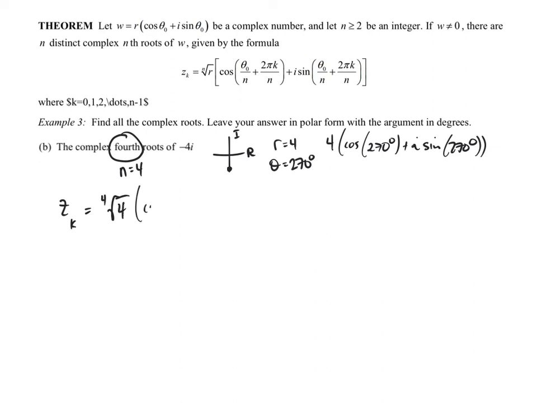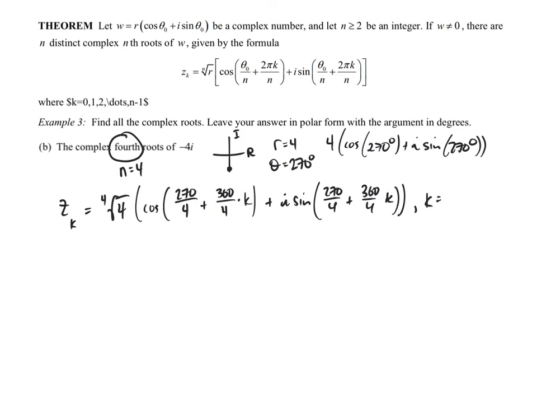and then cosine of theta 0 divided by n. So that's going to be 270 divided by n, which is 4, plus 360 divided by 4 multiplied by k, plus i times the sine of the same thing, 270 divided by 4 plus 360 divided by 4 times k. And this is going to be for k starting at 0, going to 1, and then to 2, and then to 3.